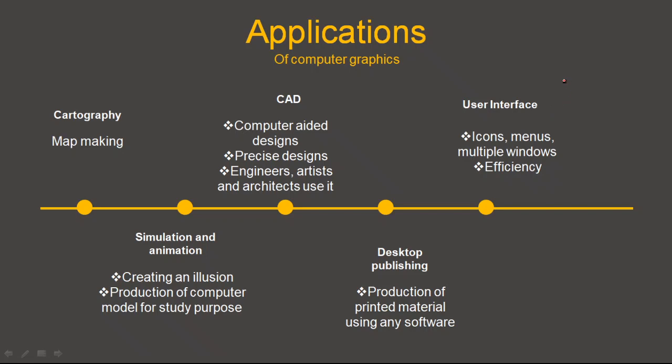Next comes user interface. Many of you have heard about GUI, graphical user interface. If you are a computer science student, you may have noticed icons, menus, and multiple windows on your interface. These are all applications of computer graphics, and these have brought efficiency in using computers. Next is graphical charts. You can make many charts out of computer graphics, pie charts, bar charts, and so on. These are some of the applications I have listed above. There are many more applications of computer graphics.